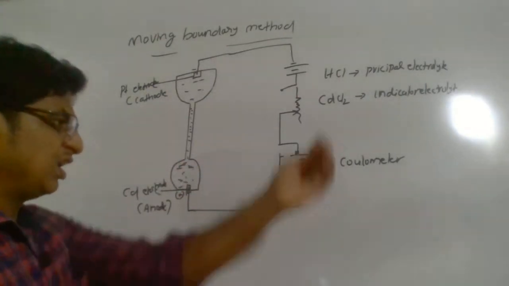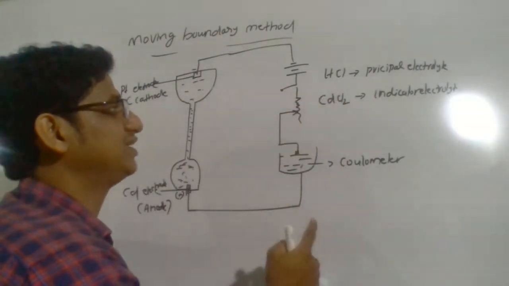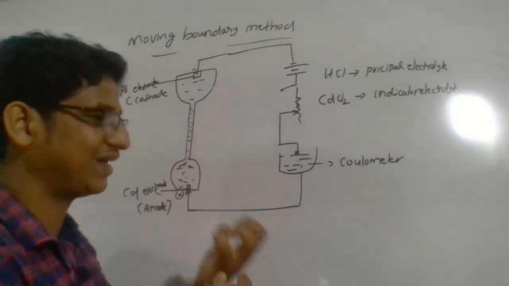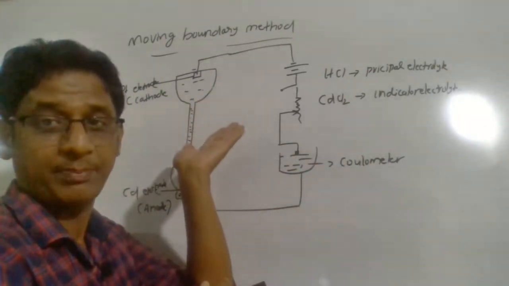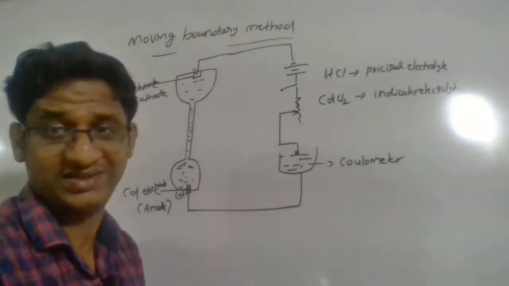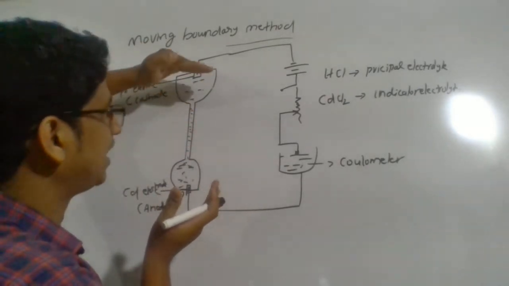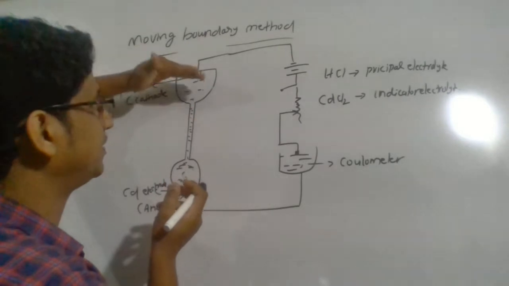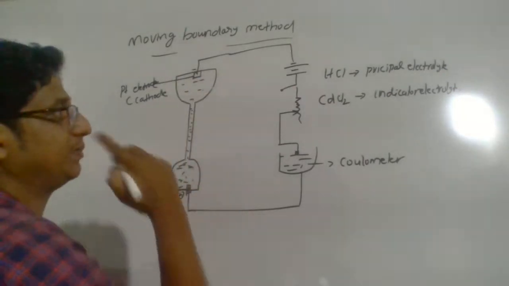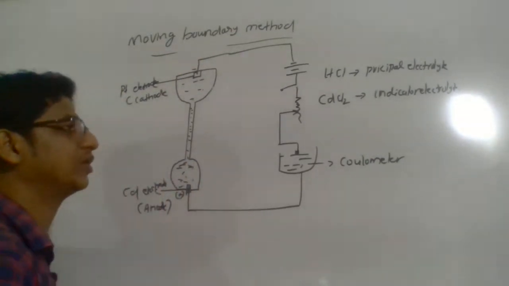So here we want to determine the transport number of H plus ion. The principal electrolyte is HCl and the indicator electrolyte is cadmium chloride. Here the two solutions will separate from each other. HCl is lighter and less dense, which means it will float up. So the upper solution will be HCl, and the lower part will be cadmium chloride solution, which is denser. That is the way the two solutions are separated. The lower portion will be cadmium chloride and the upper portion will be HCl solution. In this glass tube, you can observe it like that.